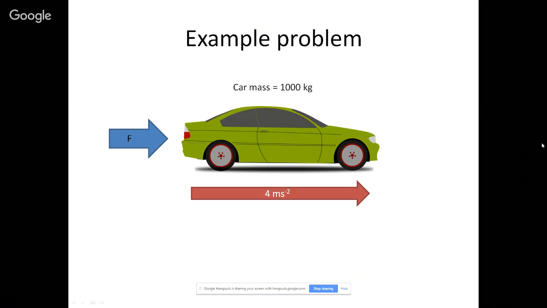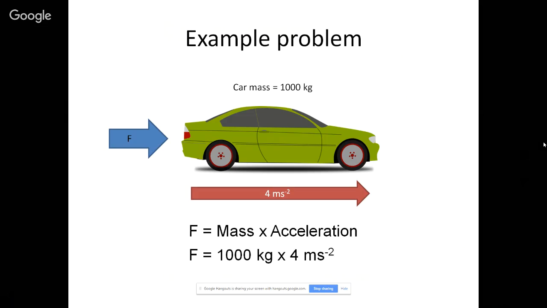Say we needed to know the net force needed to accelerate a 1,000 kilogram car 4 meters per second squared. By multiplying the mass of 1,000 kilograms by the acceleration of 4 meters per second squared, we calculate a net force required of 4,000 newtons.